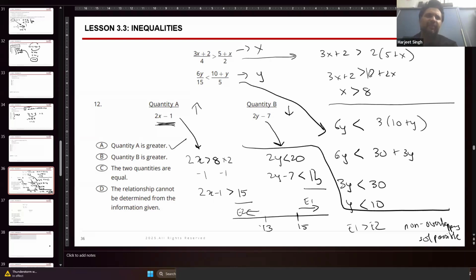Shall we proceed? Question: what is written above the arrows on the number line at the bottom? Is it E1 and equation 1 and 2? E1 and E2. Expression 1 and expression 2. Expression 1 is your 2x minus 1. This is expression 2.